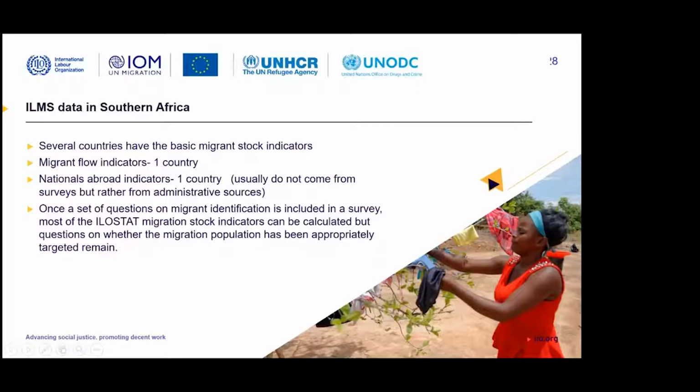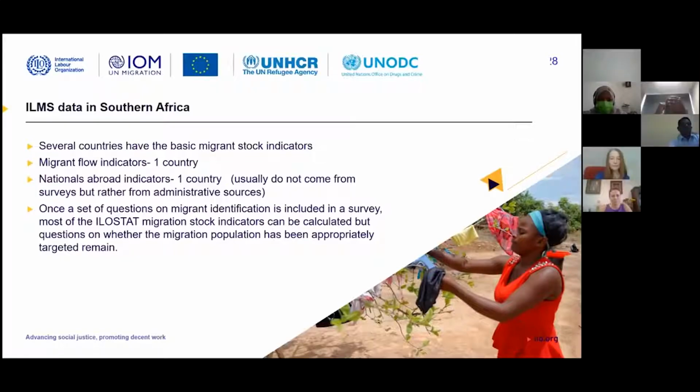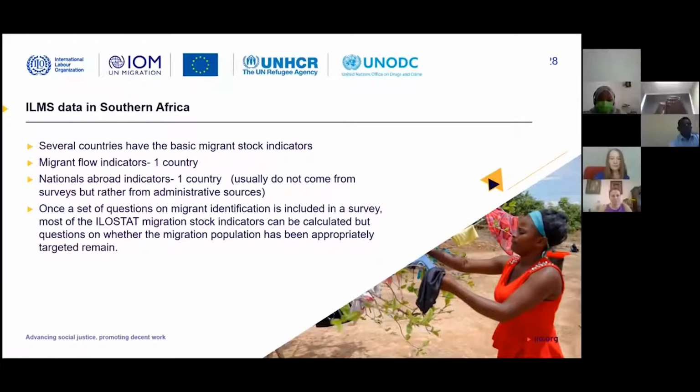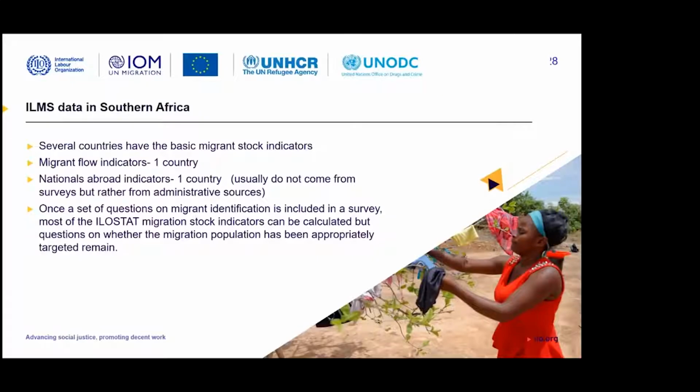So in this region, there's quite a number of countries that have got the stock indicators. Once we establish the migrant status, we can disaggregate the indicators by migrant status, the usual labor market indicators. But the question remains on whether we're covering the right group. Are there enough of them in the sample? Are there enough of them for proper observation?